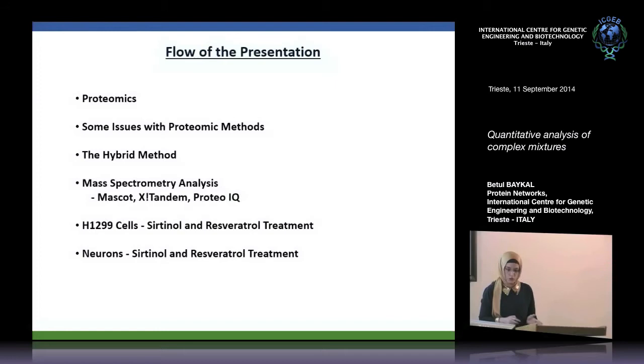And then I'm going to talk a bit about mass spectrometry analysis, how it is done and how the quantification is done. And I'm going to show you some cell applications after, using the hybrid method just for validation purposes of the protocol.